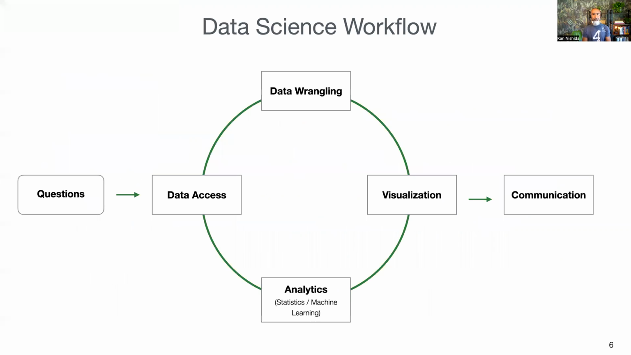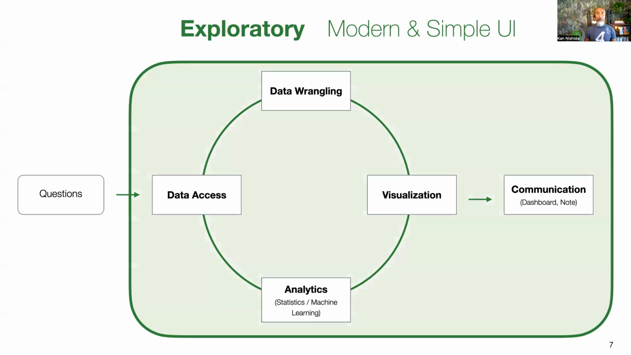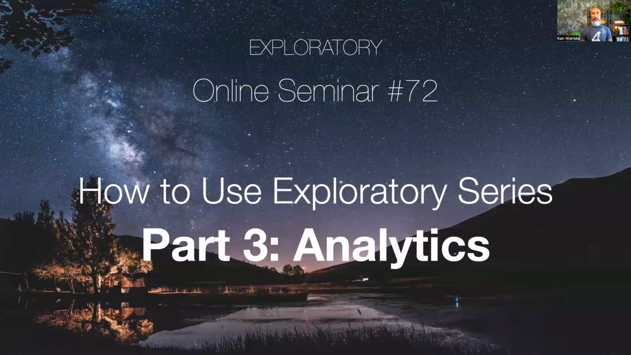When we say data science, we think of 5 pillars: data access, data wrangling, visualization, analytics, and communications. These 5 things are important to not only answer business questions, but also make better decisions. So the way we think about data science is always around decision making. And then we built Exploratory to make these 5 things easier and more efficient through a modern and simple UI. Okay, that's enough for the Exploratory and myself introductions, and let's get started.